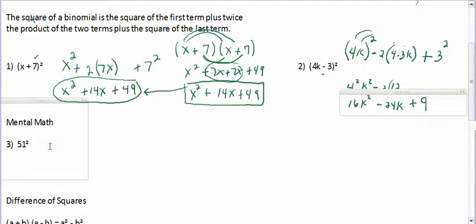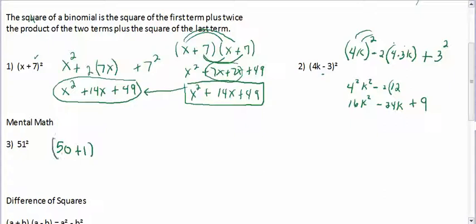Okay, so I have one here, and it's 51 squared. To do that mentally, using the same idea, you can go 50 plus 1 squared. If I use the square of a binomial, I take 50 and I square it. I take 1 and I square it. Then I go 50 times 1 is 50, and then I'm going to multiply that by 2. And so 50 times 2 is 100.